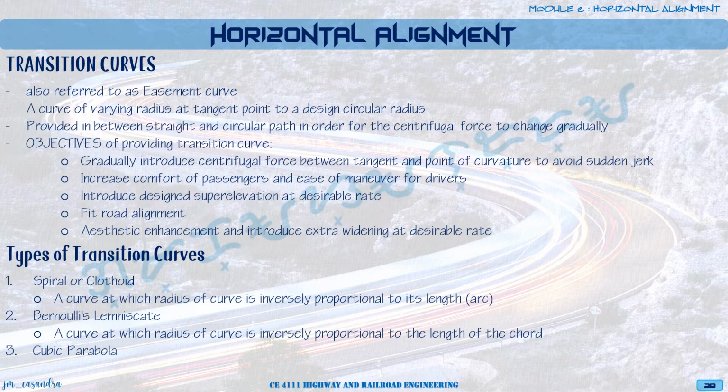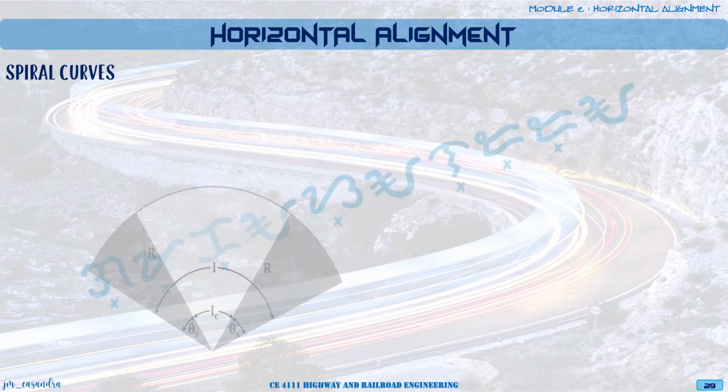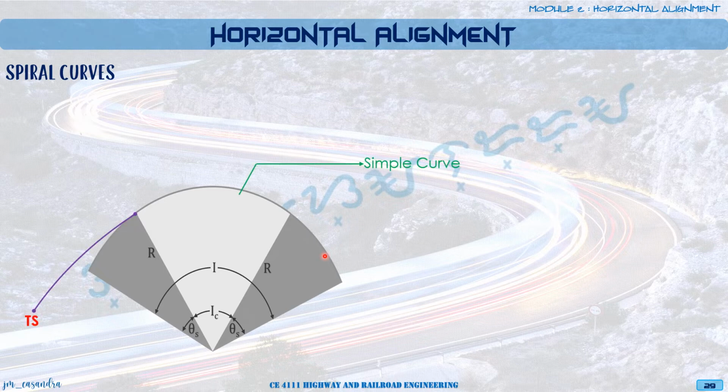And lastly, we have your cubic parabola, which is a curve whose radius of curvature would vary inversely with its abscissa. So for spiral curves, we now have a circular curve for our initial design. And what we will do here is to find a spiral curve that would be a path that is now the transition from a straight line to a curved path.